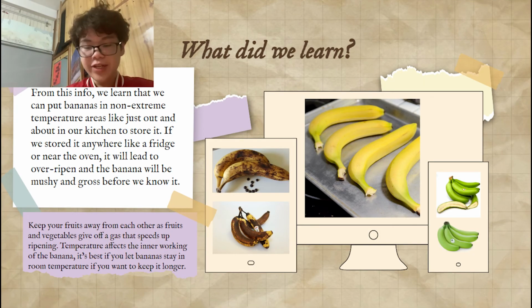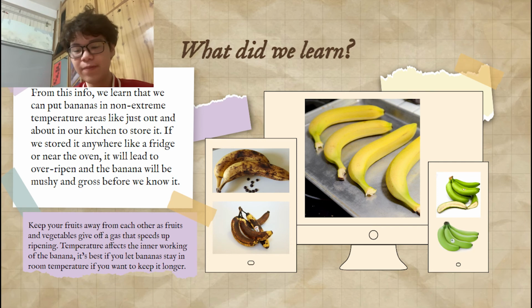From this information, we can learn that we can put bananas in non-extreme temperature areas, like just out and about in the kitchen, to store it. If we store it anywhere like a fridge or near the oven, it will lead to the banana overripening, and the banana will be mushy and gross before we know it.